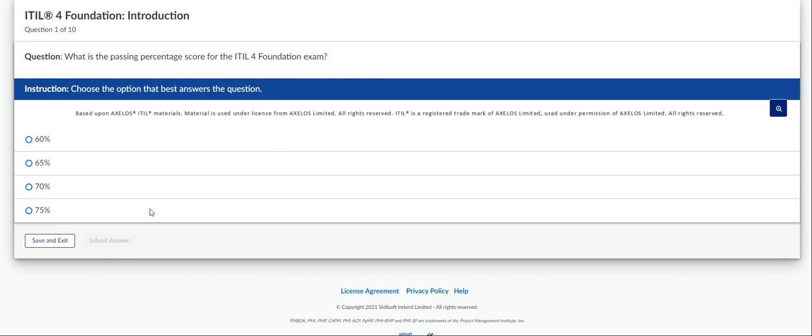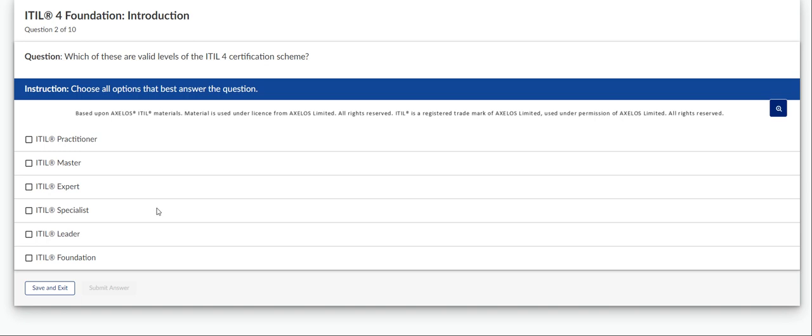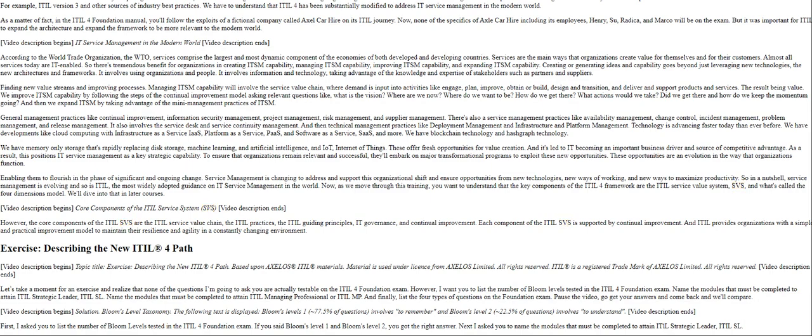What is the passing percentage? It was 65. Oh no, 60. Okay, it was 65. Next question. Which of this are ITIL certification scheme? Let me go back to the module. One moment.